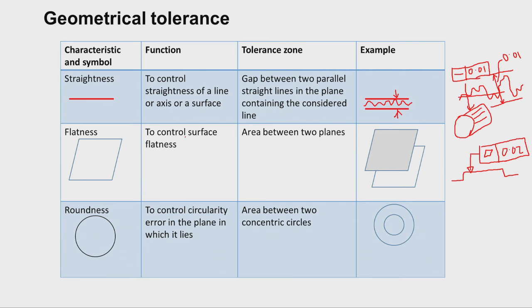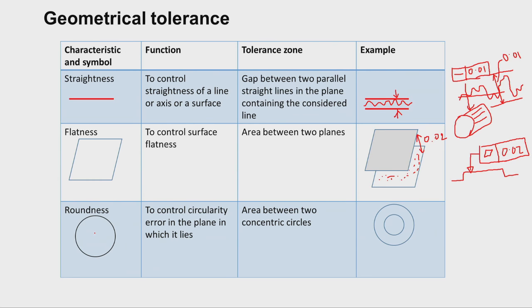It is basically to control the surface flatness, and it is the area between two planes. So we have two planes here, and this is the surface in question. There are many high points and low points on the surface. All the high points and low points should be contained within these two planes, which are separated by the given tolerance value, in this case 0.02 millimeter.